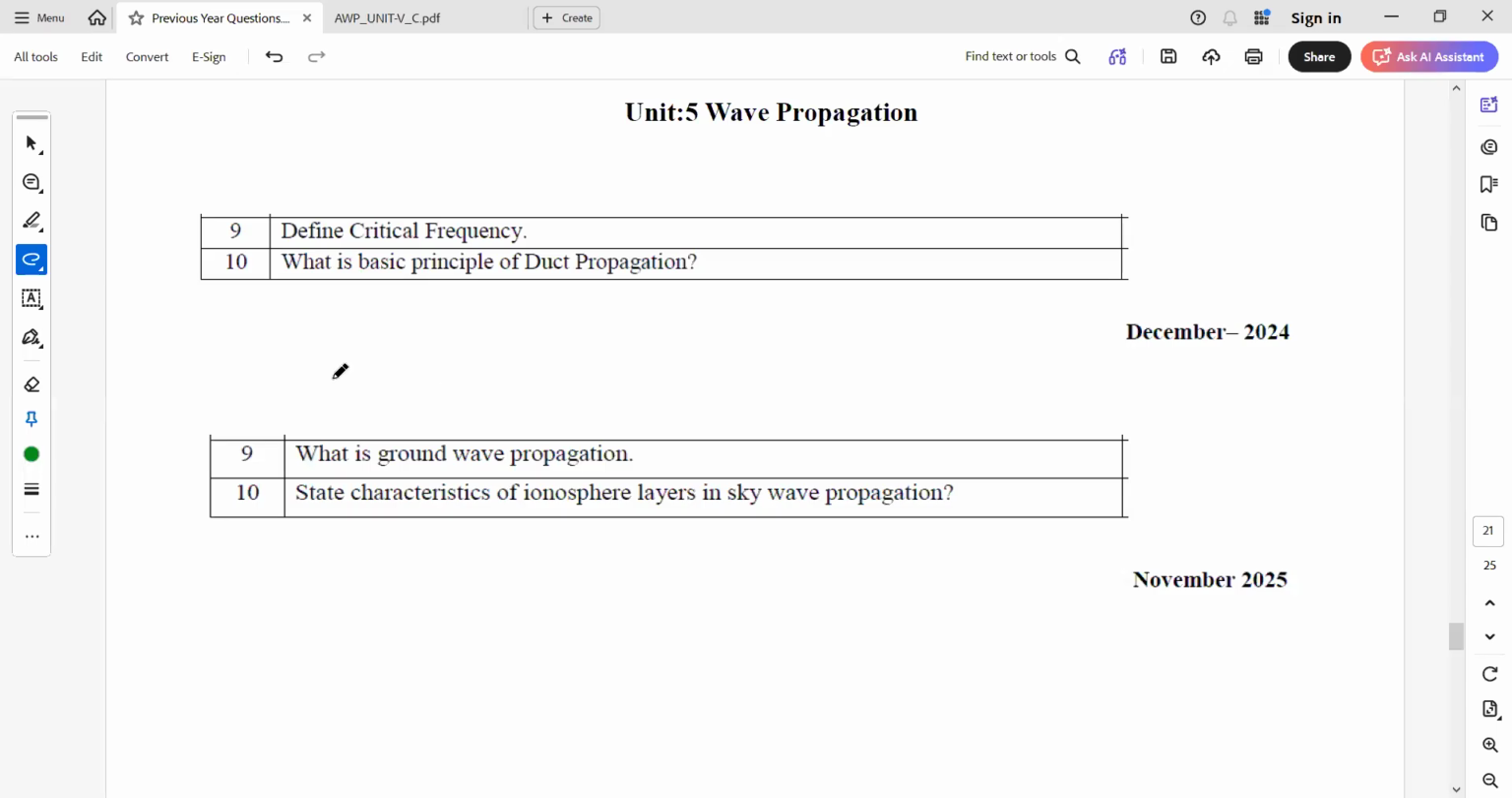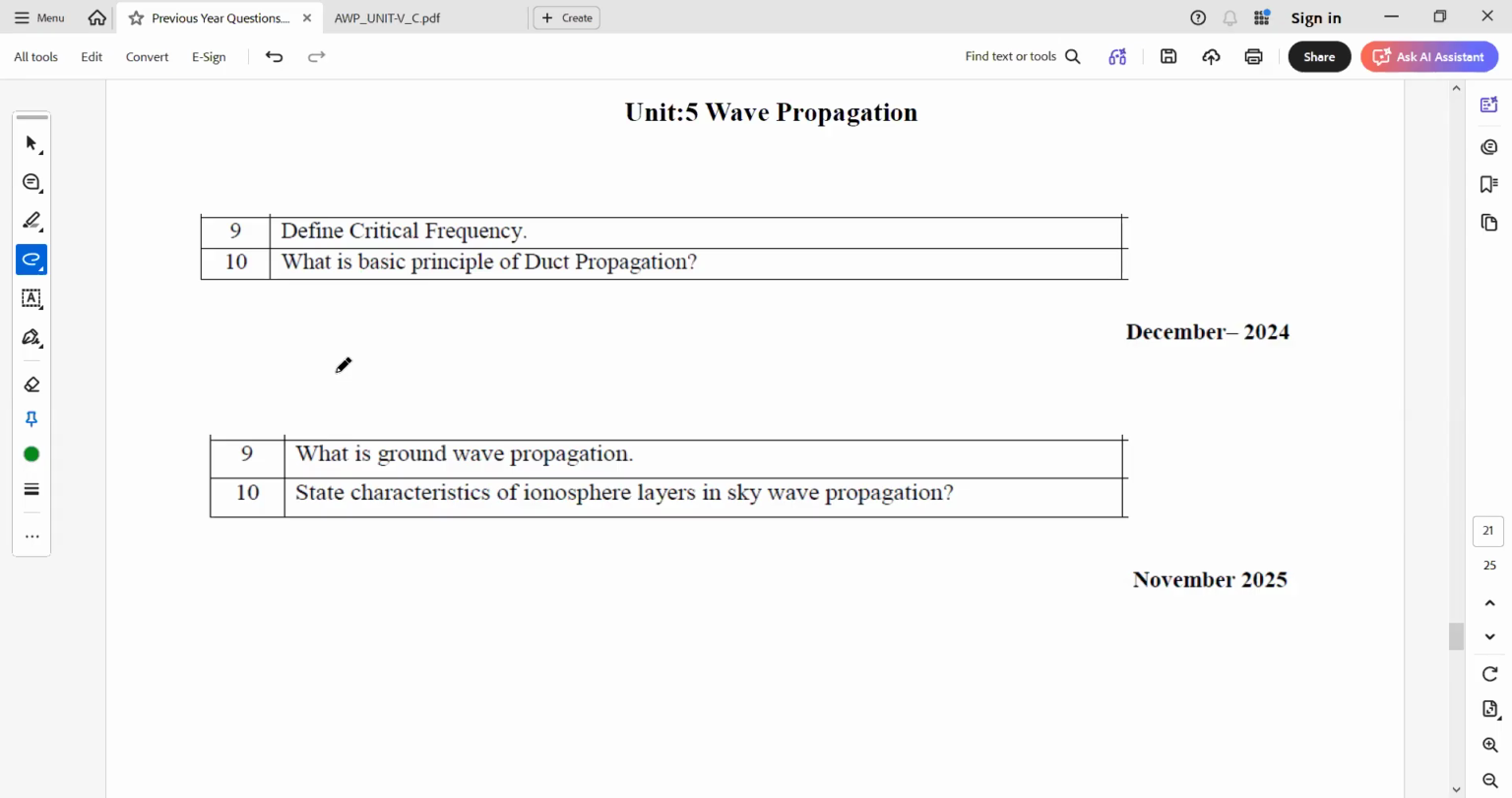Next question is about wave propagation. Here a very important part is that we have different types of wave propagation: sky wave, ground wave, and space wave. Out of these, ionospheric wave propagation is very important, and the different layers of the ionosphere are also important.